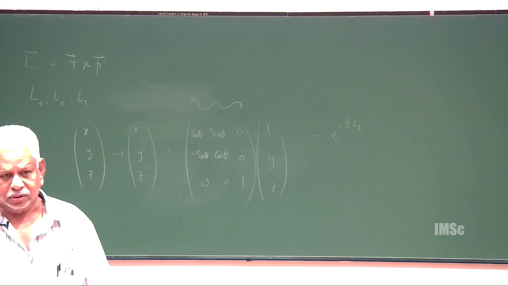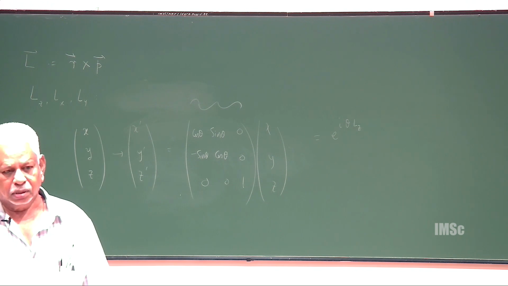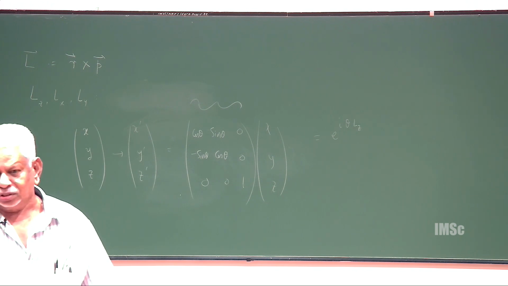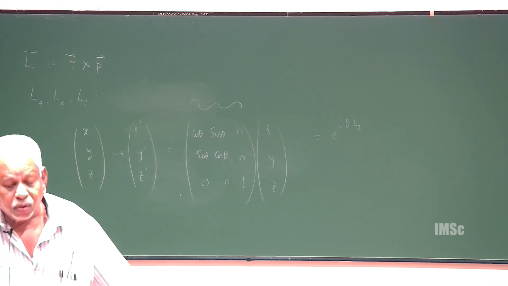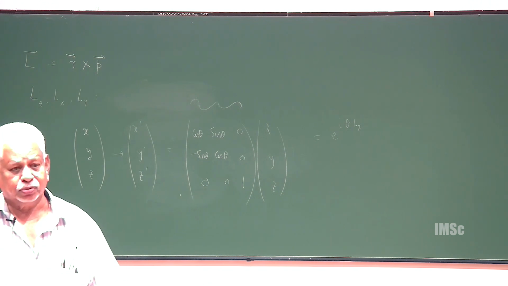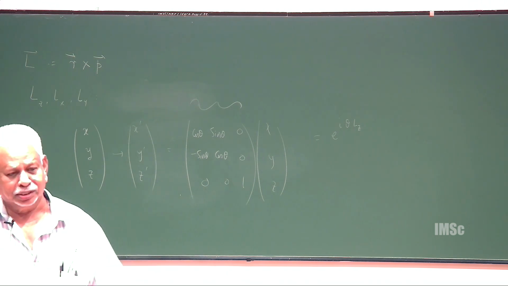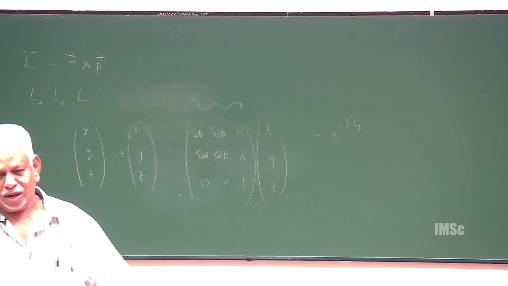You know e power x? What is it? It is 1 plus x, plus x square by factorial 2, plus x cube by factorial 3, etc. As simple as that.